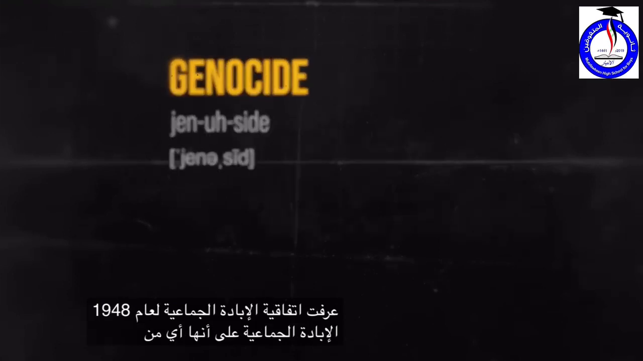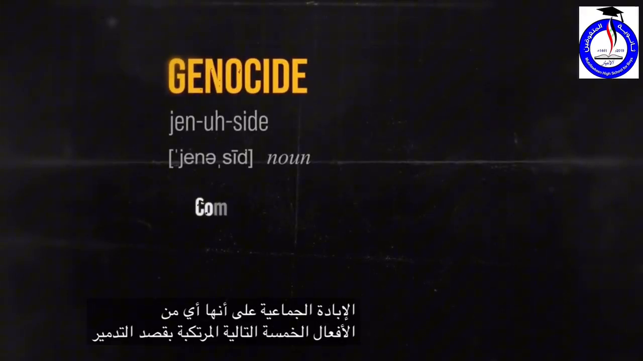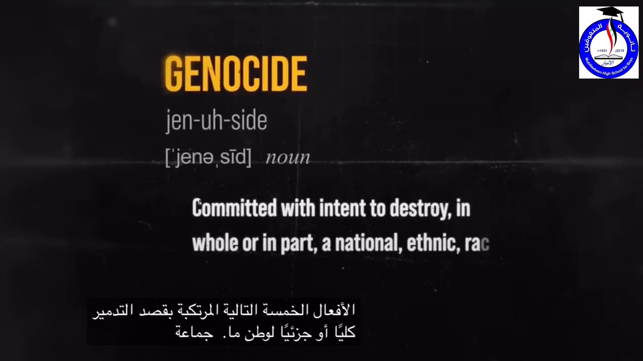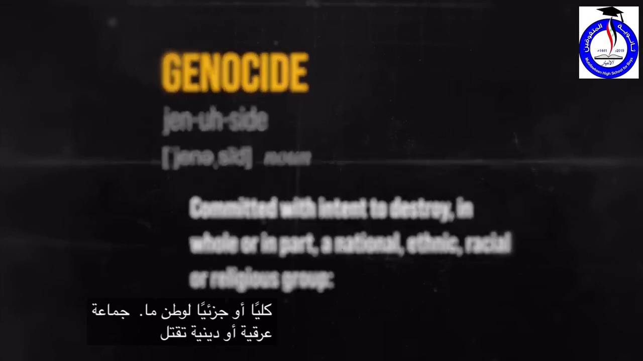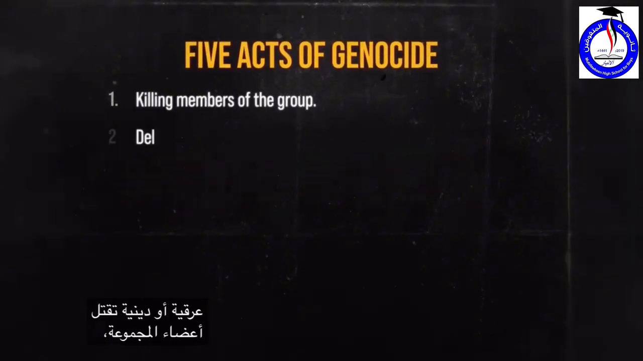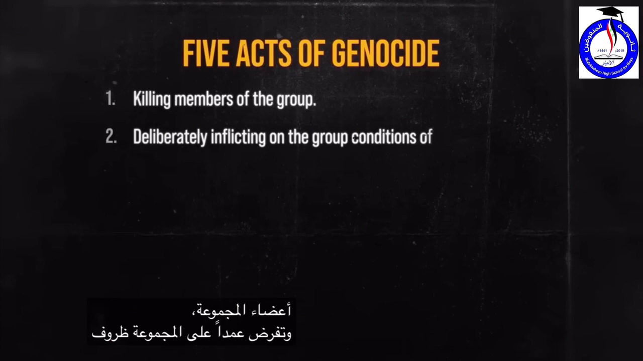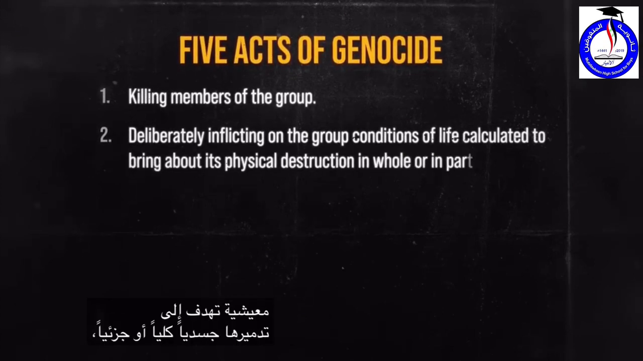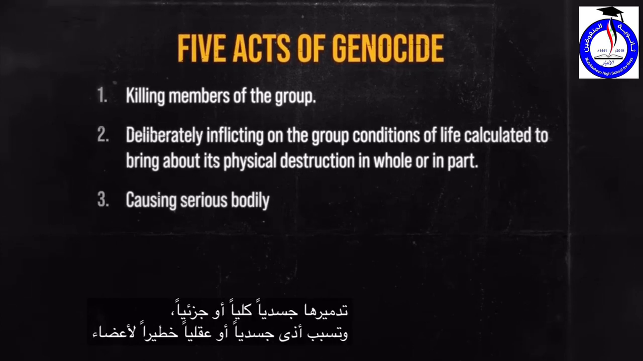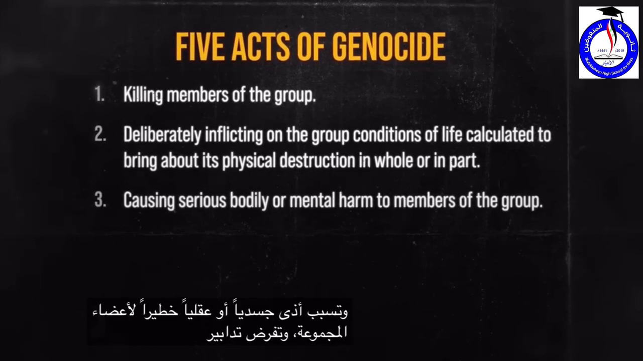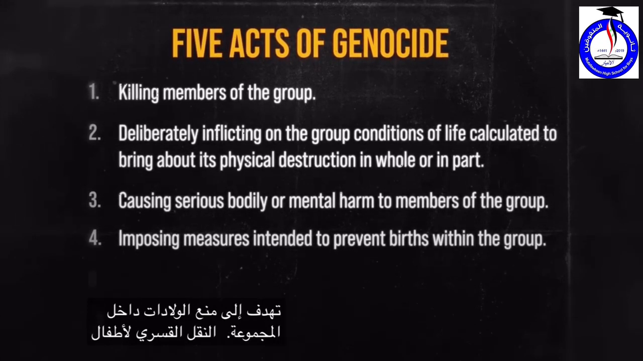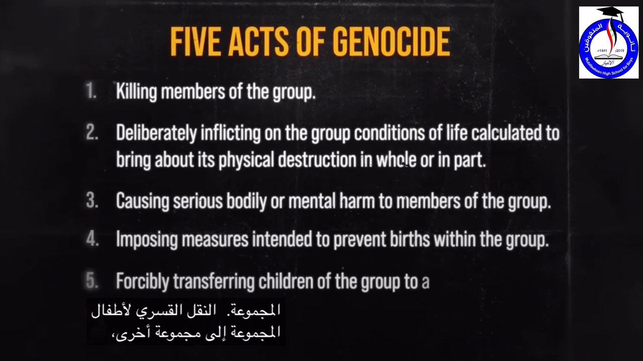The 1948 Genocide Convention defined genocide as any of the following 5 acts committed with intent to destroy, in whole or in part, a national, ethnic, racial, or religious group. Killing members of the group. Deliberately inflicting on the group conditions of life calculated to bring about its physical destruction in whole or in part. Causing serious bodily or mental harm to members of the group. Imposing measures intended to prevent births within the group, forcibly transferring children of the group to another group.